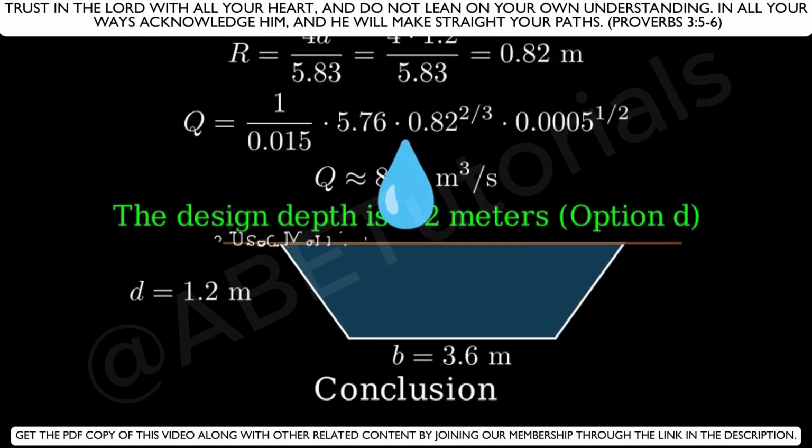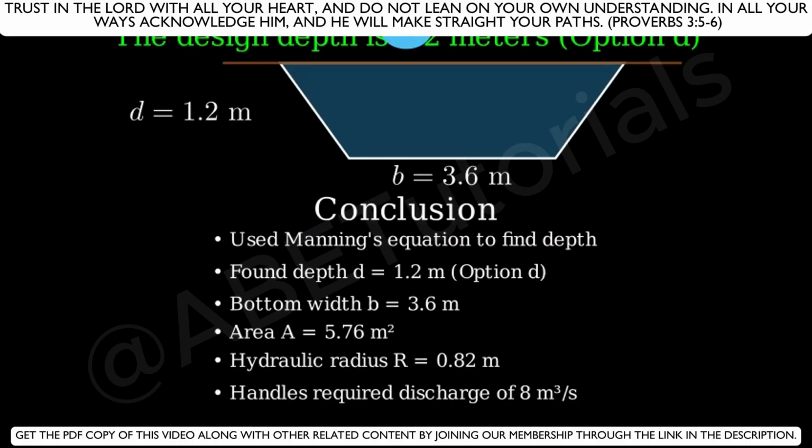In this problem, we used Manning's equation and the geometric properties of a trapezoidal channel to determine the required design depth. We found that a depth of 1.2 meters will allow the canal to carry the maximum discharge of 8 cubic meters per second while maintaining the required b/d ratio of 3 and other given specifications. This channel design will ensure efficient water flow in the gravity irrigation system.